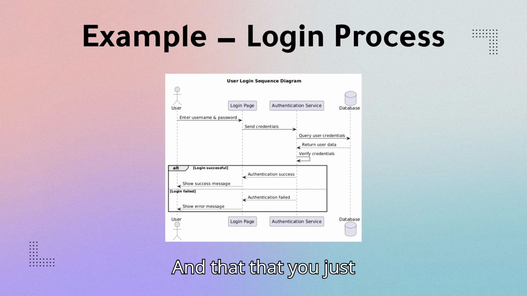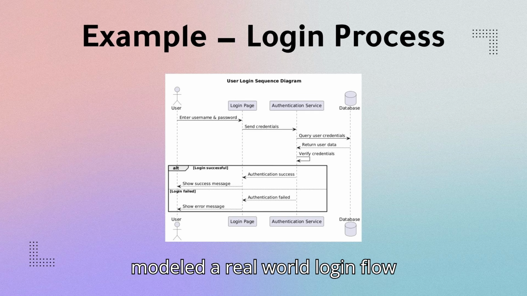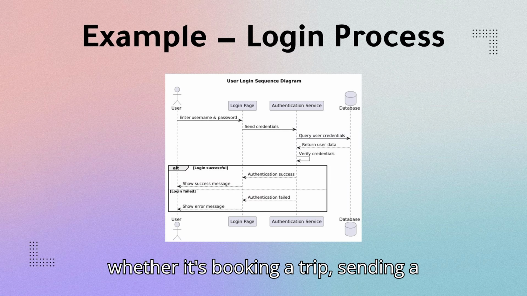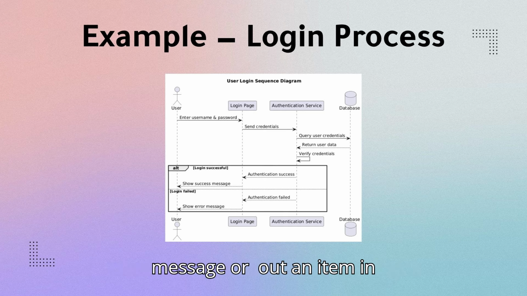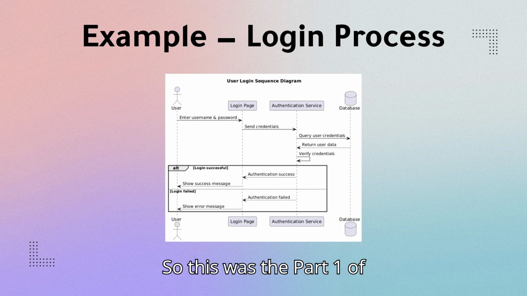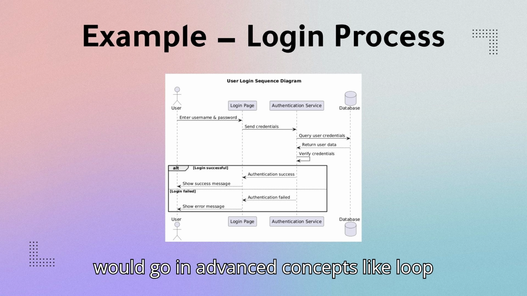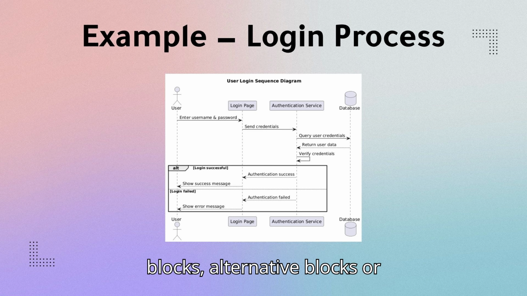And that is it. You just modeled a real-world login flow with a sequence diagram. The same approach works for any system, whether it's booking a trip, sending a message, or checking out an item in an online store. So this was part 1 of the sequence diagram tutorial. In part 2, we will go into advanced concepts like loop blocks, alternative blocks, or option blocks.